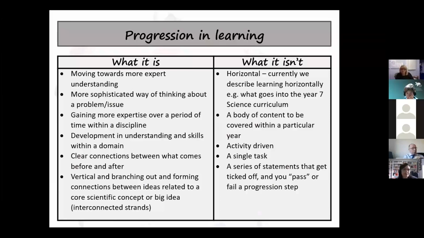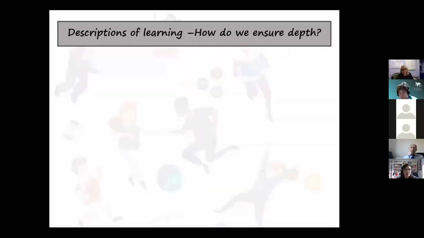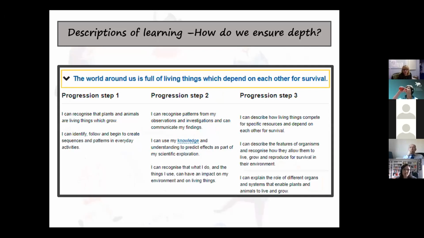So I showed you this last time. So what is progression and what isn't it? It's moving towards expert understanding. So the descriptions of learning: how can we use the descriptions of learning to help us understand progression? How can we use them in conjunction with the principles of progression to understand what it means for learners to progress? So that's what we're going to focus on now.